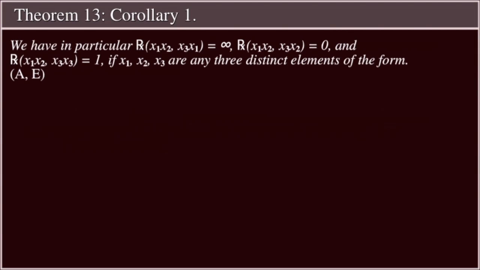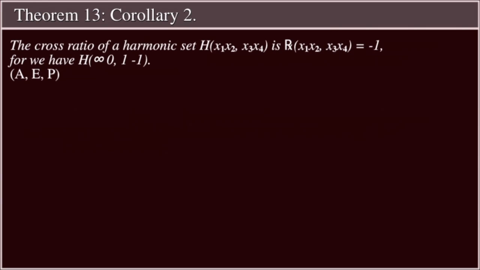Corollary 1. We have, in particular, R(x1 x2, x3 x1) = infinity, R(x1 x2, x3 x2) = 0, and R(x1 x2, x3 x3) = 1, if x1, x2, x3 are any three distinct elements of the form. Assumptions A and E.